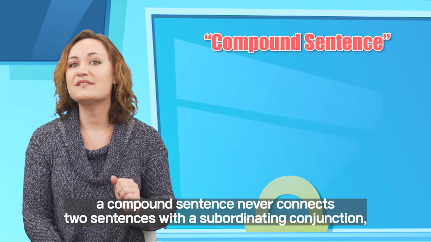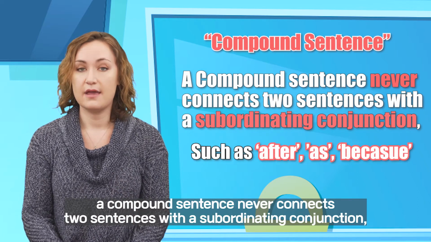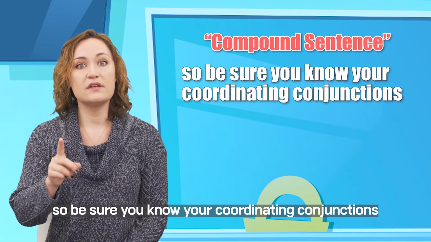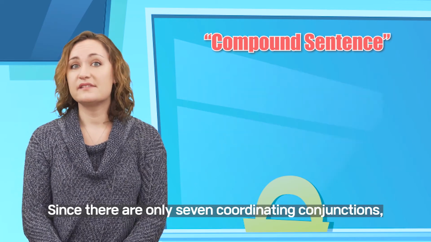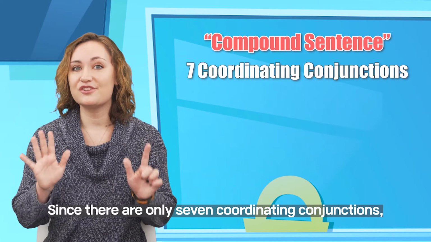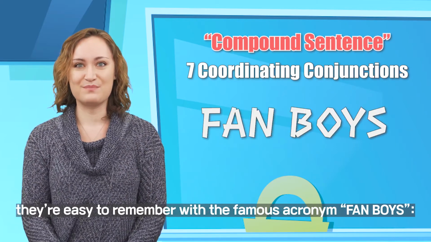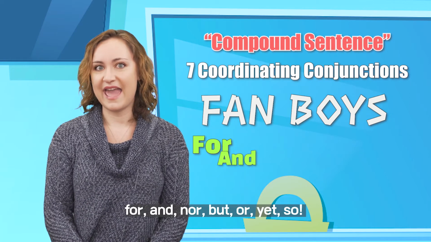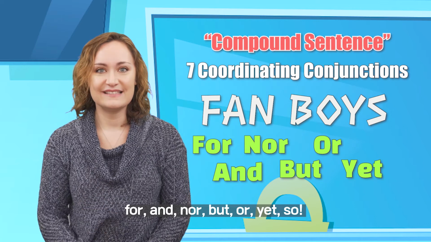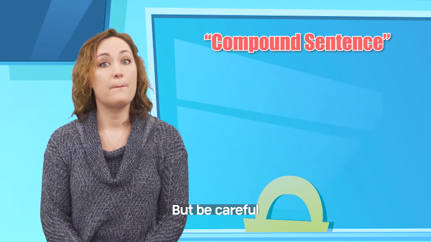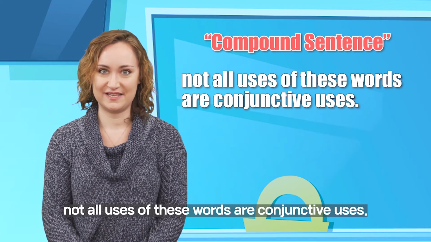Remember, a compound sentence never connects two sentences with a subordinating conjunction, so be sure you know coordinating conjunctions if you want to create compound sentences. Since there are only 7 coordinating conjunctions, they're easy to remember with the famous acronym FANBOYS: for, and, nor, but, or, yet, so. But be careful! Not all uses of these words are conjunctive uses.